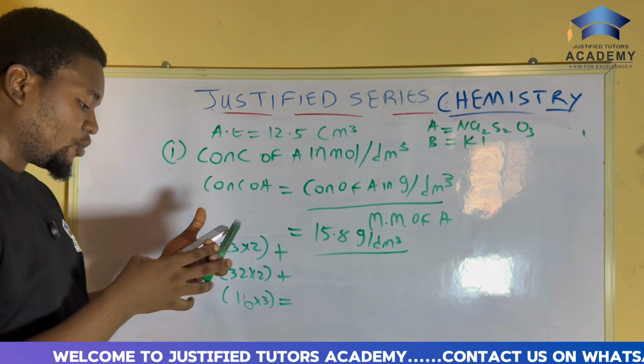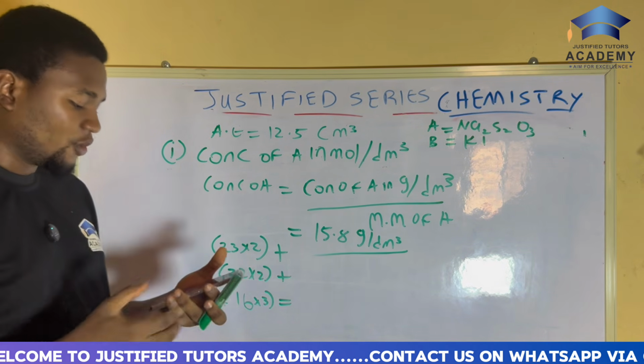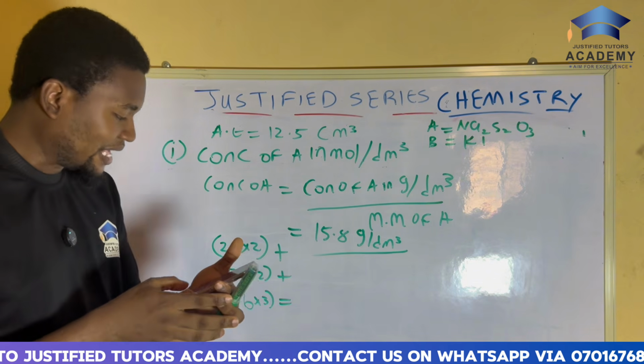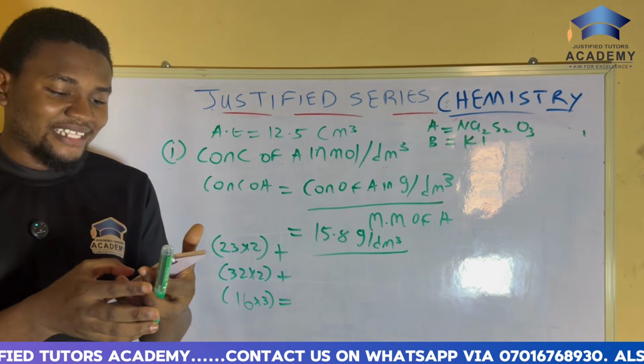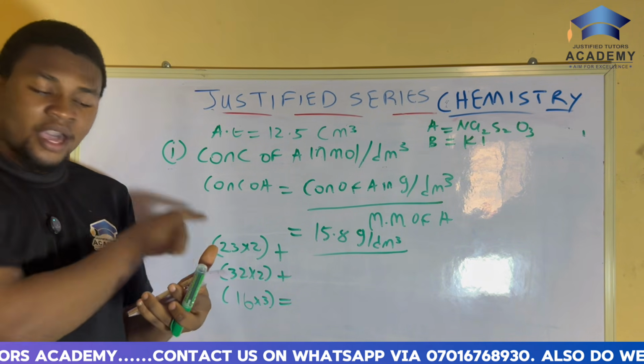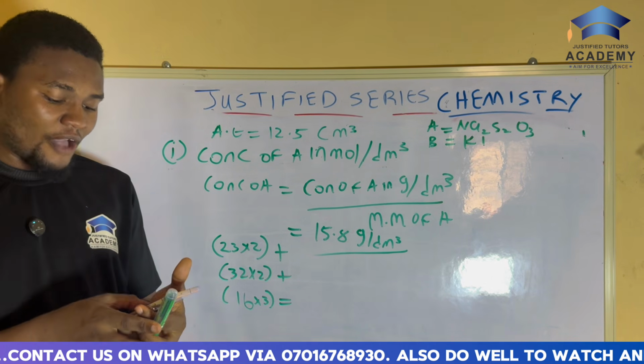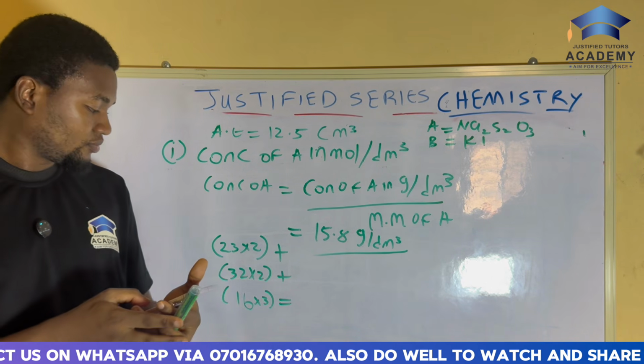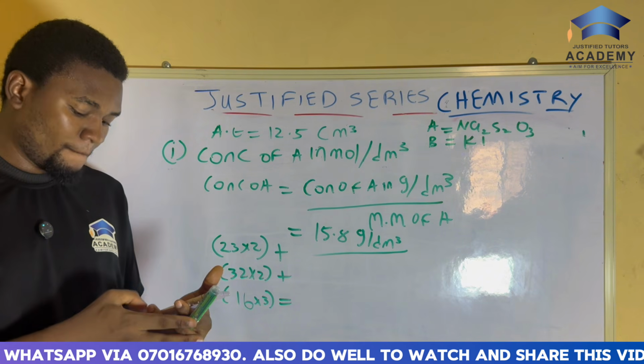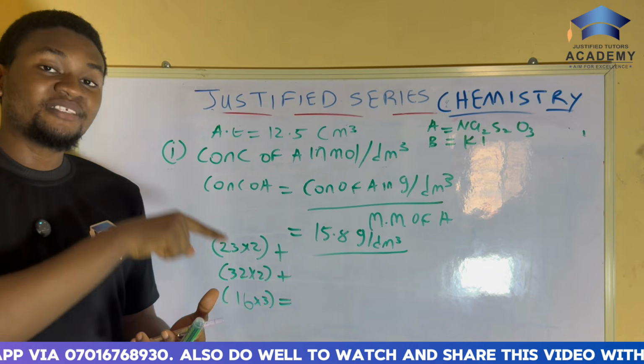So now let me go to my calculator because I like to follow my students while solving. So everybody, let's go. 23 times 2 is 46. And 32 times 2 is 64. So we have 46 plus 64 plus 16 times 3 is what?